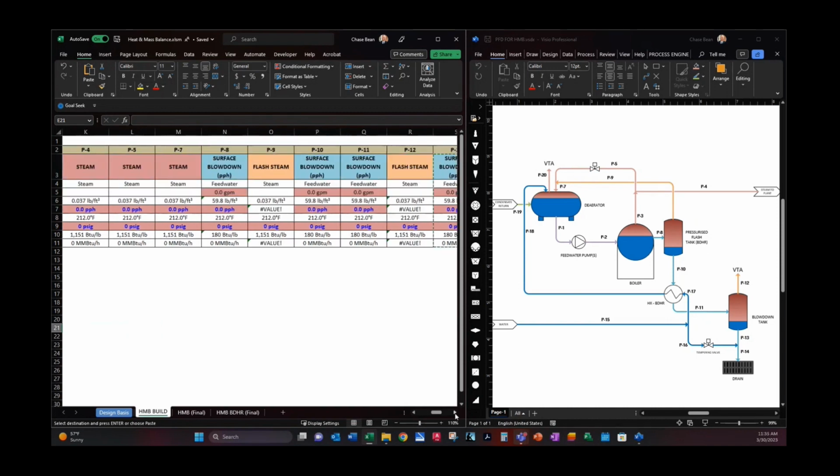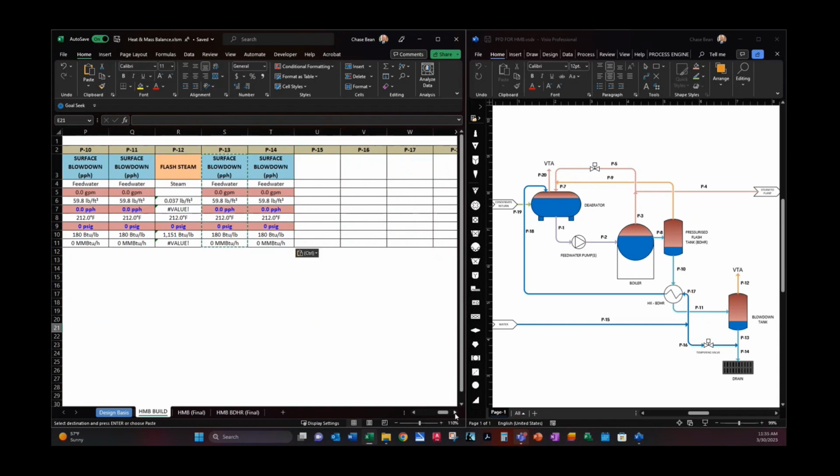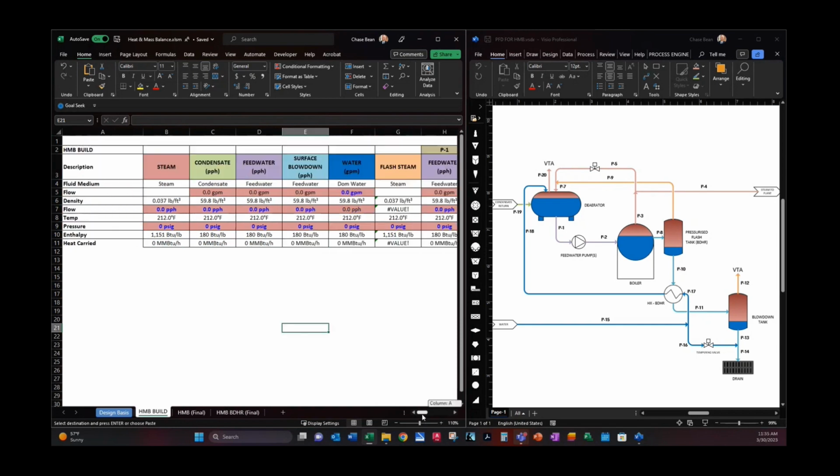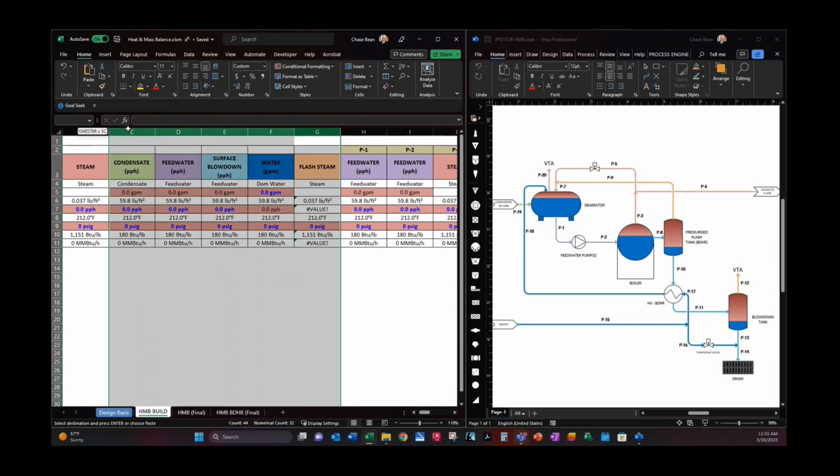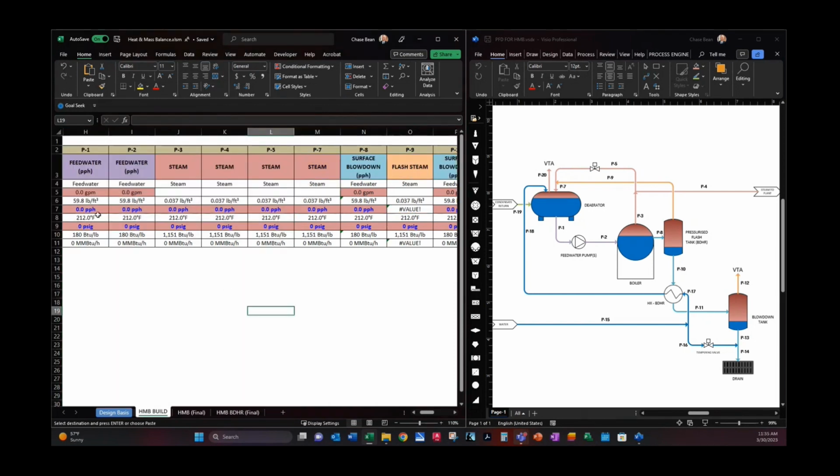Anyway, we'll continue filling this out, and I won't fill it out all the way. Then I'll hide these templates here. Once you get it filled out, you start coming up with relationships, right? So you say, well, P2 is going to be equal to P1. So I'm going to set that equal to that.